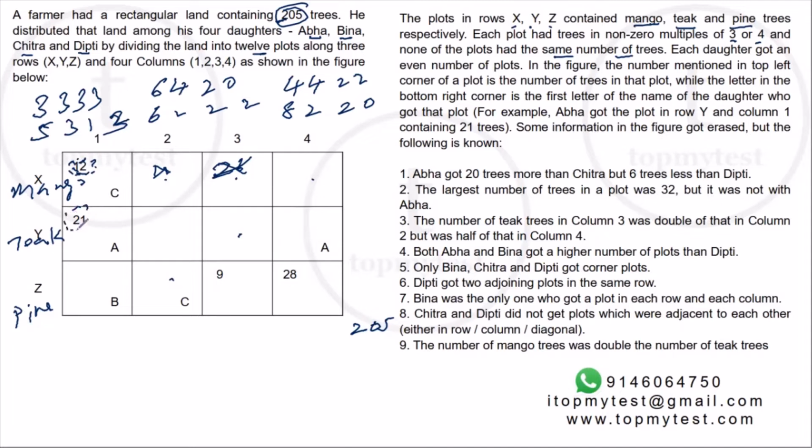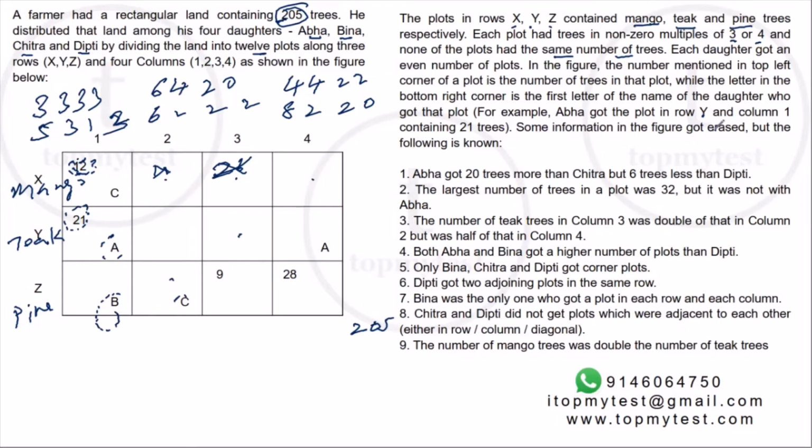So this 21 is the number of trees in Y1, right? Similarly, 9 is the number of trees in Z3, right? While the letter in the bottom right corner is the first letter of the name of the daughter who got the plot. For example, Abha got the plot in row Y, column 1. So this is Abha, this is Beena, this is Chitra. Deepti's plots, we don't have any information as such, right?